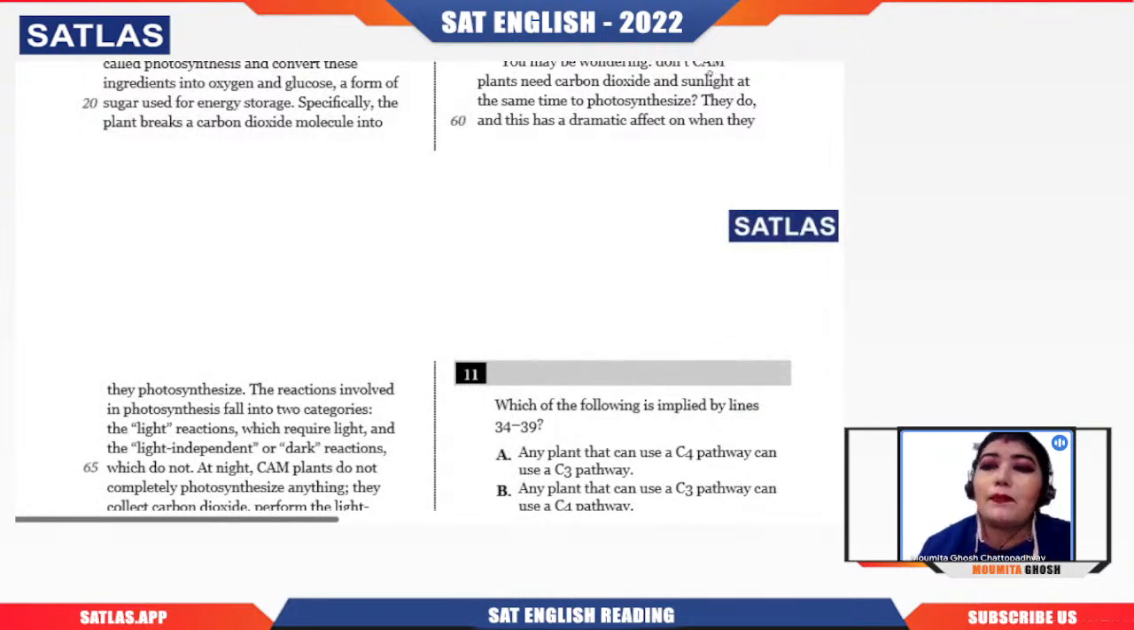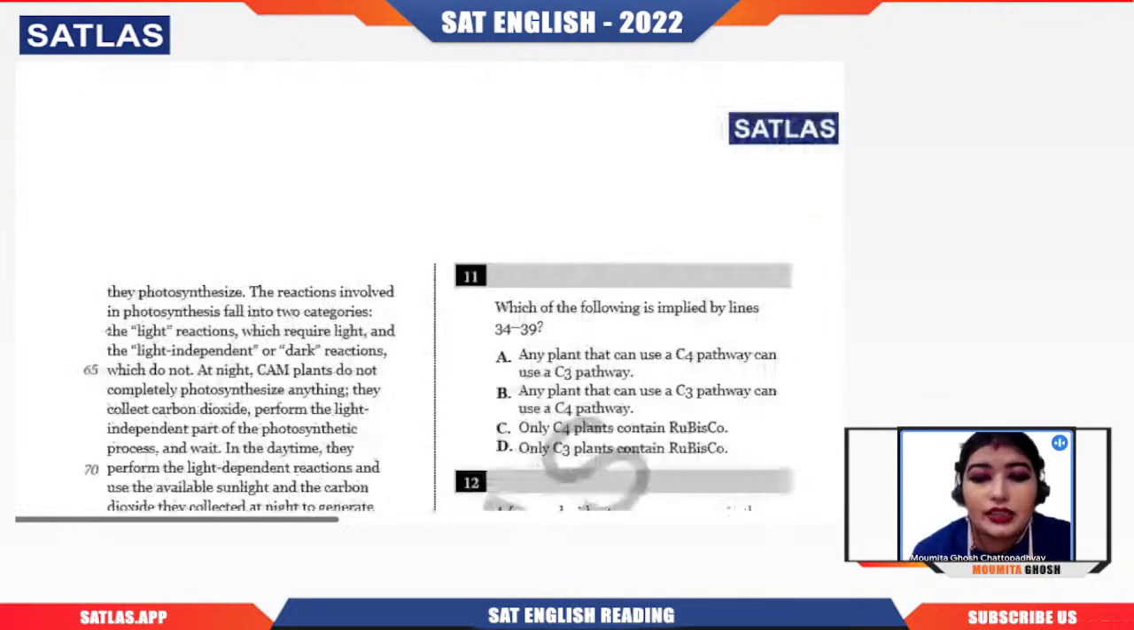So CAM plants means especially the desert region plants, the cactus, kalanchoe. Okay, they do that. Some questions may arise for you: don't CAM plants need carbon dioxide and sunlight at the same time to photosynthesize? Yes, they do, and this has a dramatic effect on when they photosynthesize.